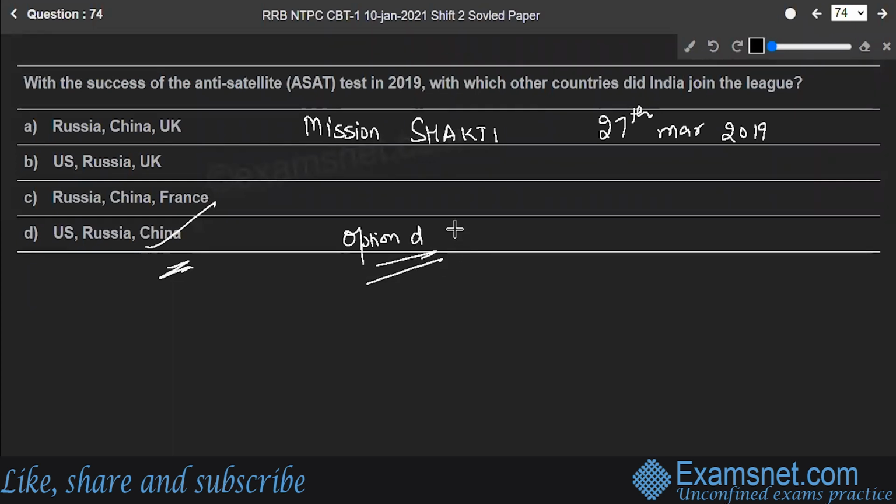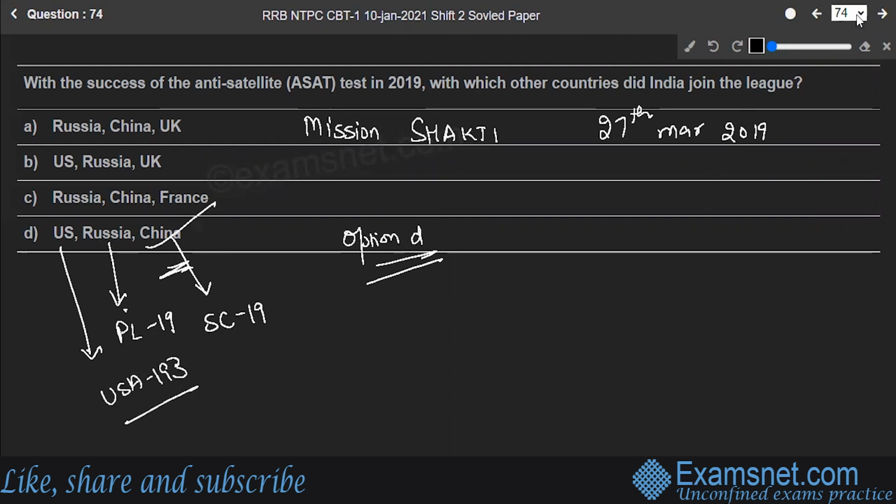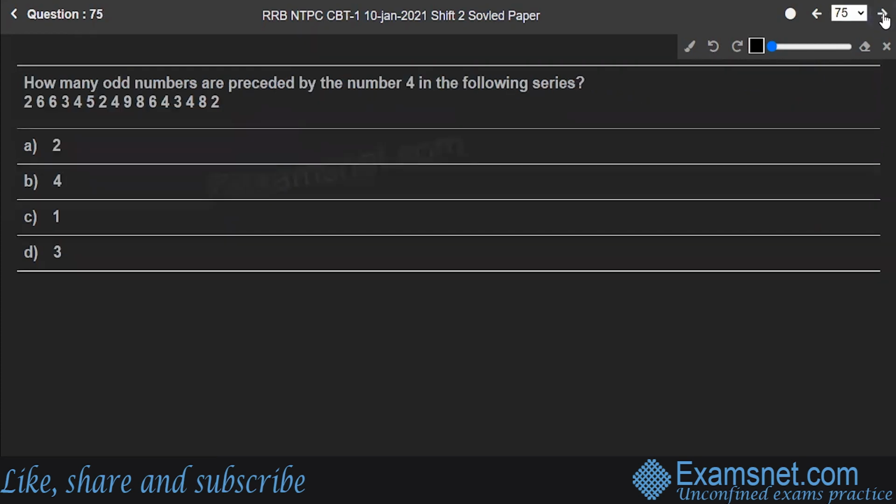Countries that have launched anti-satellite missions are Russia with PL-19, China with SC-19, and USA with USA 193. I hope you understood this. Next is question number 75.